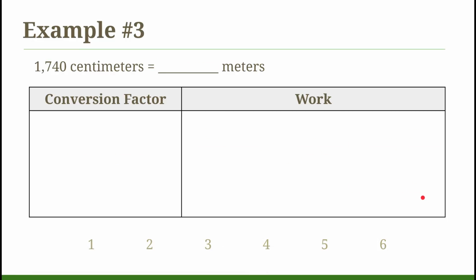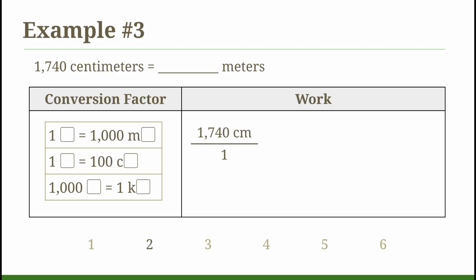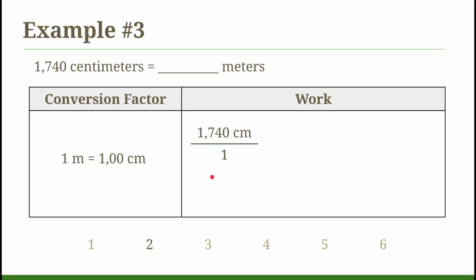And in our third example, we're trying to turn 1,740 centimeters into meters. We're going to start by writing the original value with units over 1. We're then going to try to select our conversion factor. Here, we're looking for a conversion factor that has the prefix centi in it. And so that would be this second one right here. The squares then can be replaced by our base unit, which in this case is meters. So we'll replace the squares with m's to say that 1 meter is equal to 100 centimeters.